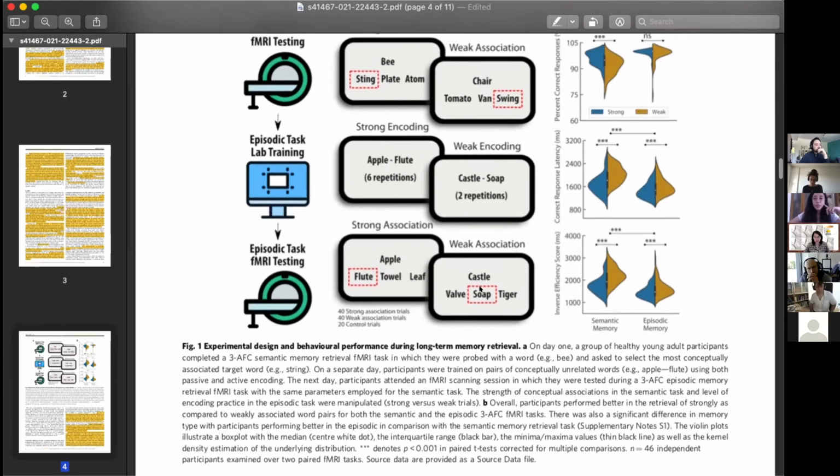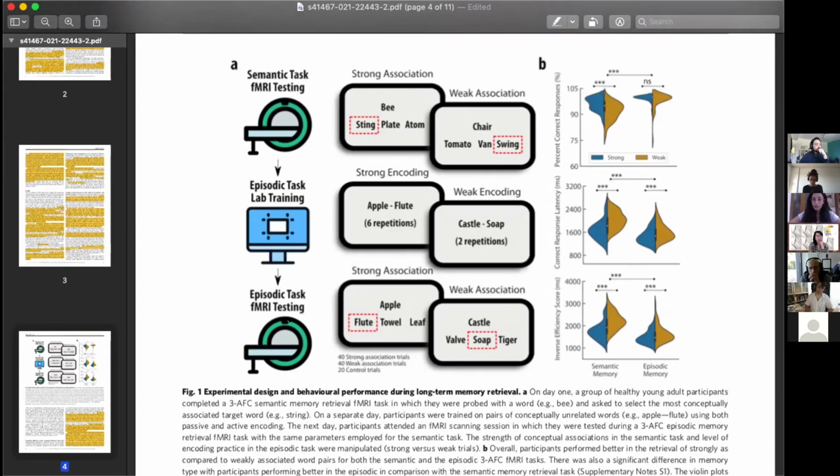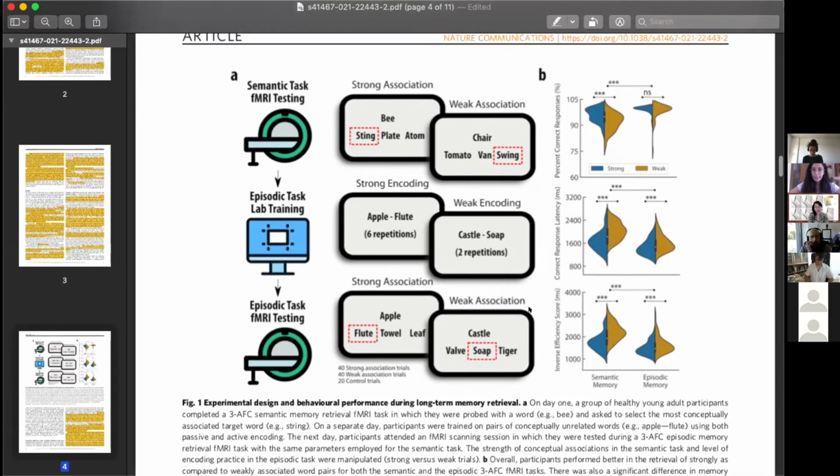Finally, participants went through an fMRI testing for the episodic memory task that resembled the semantic task testing. So in the fMRI, they were presented with a probe word, and they had to choose the coupled words that they learned in the lab training, both for the strong association, so the strong encoding of the active phase, and the weak association, so the weak encoding of the lab training.